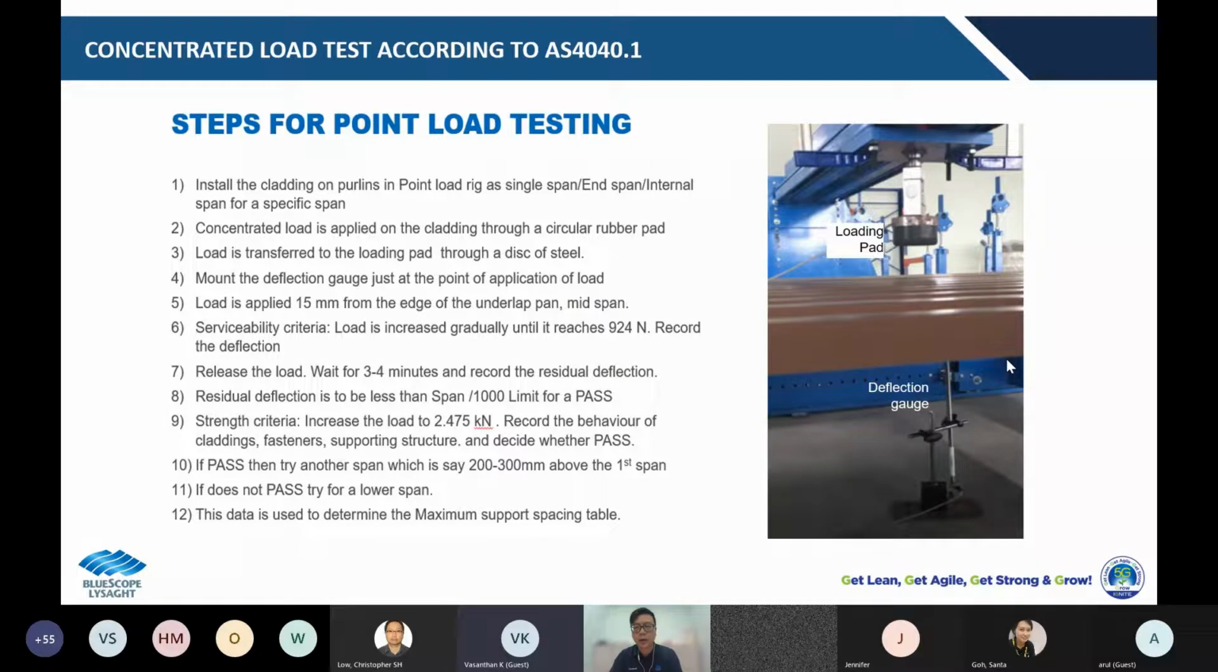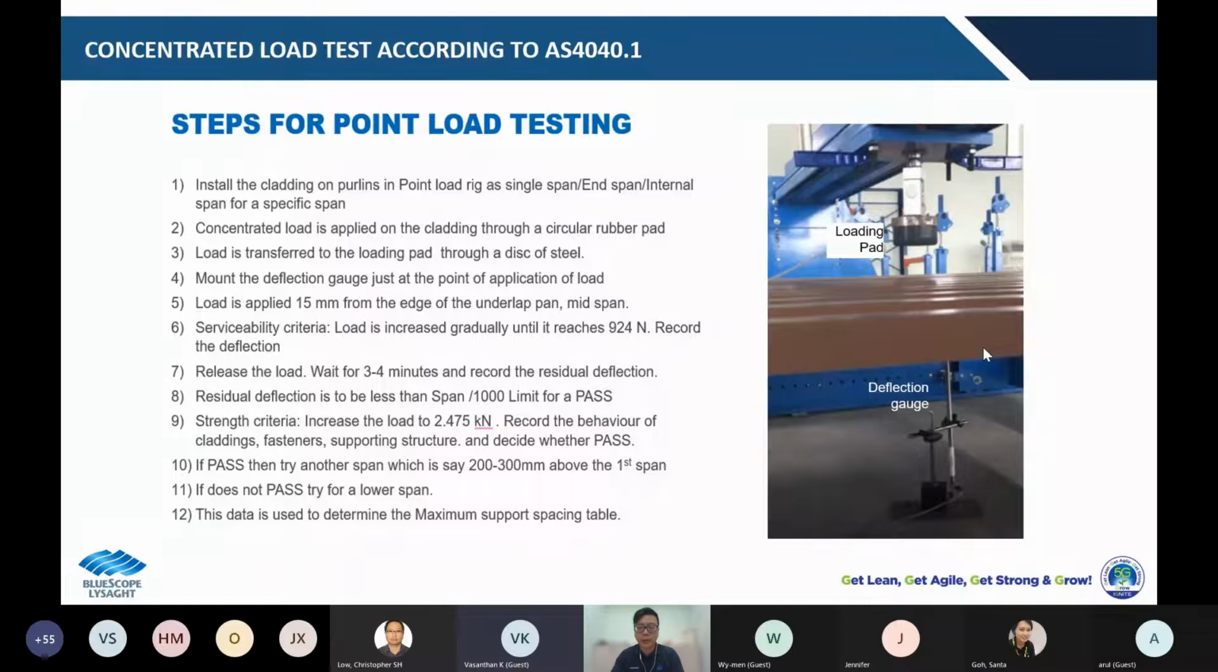Upon the serviceability test being completed, then repeat the same process, increase the load gradually until it's 2475 Newton, which is the strength load. Then we check the condition of the cladding, whether any tearing, fastener pull off, or any other failure mode is observed. If everything remains in good condition, the cladding is considered passed in the concentrated load. Then we'll carry out the next test by increasing the span until we come to the span that fails. Then we'll take the span length before the failure occurred as the maximum support spacing.